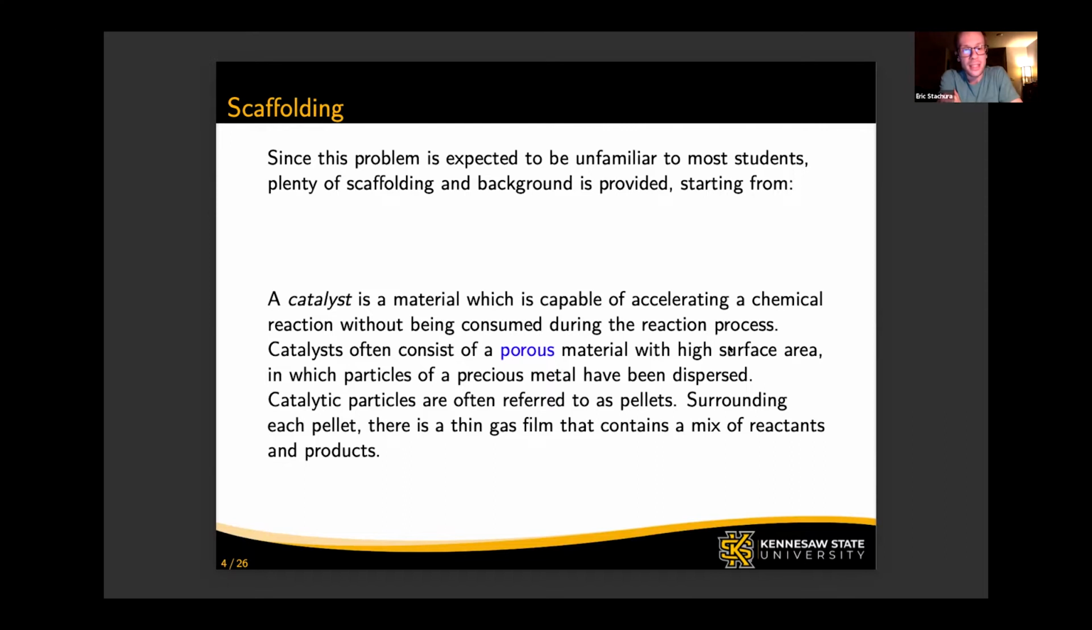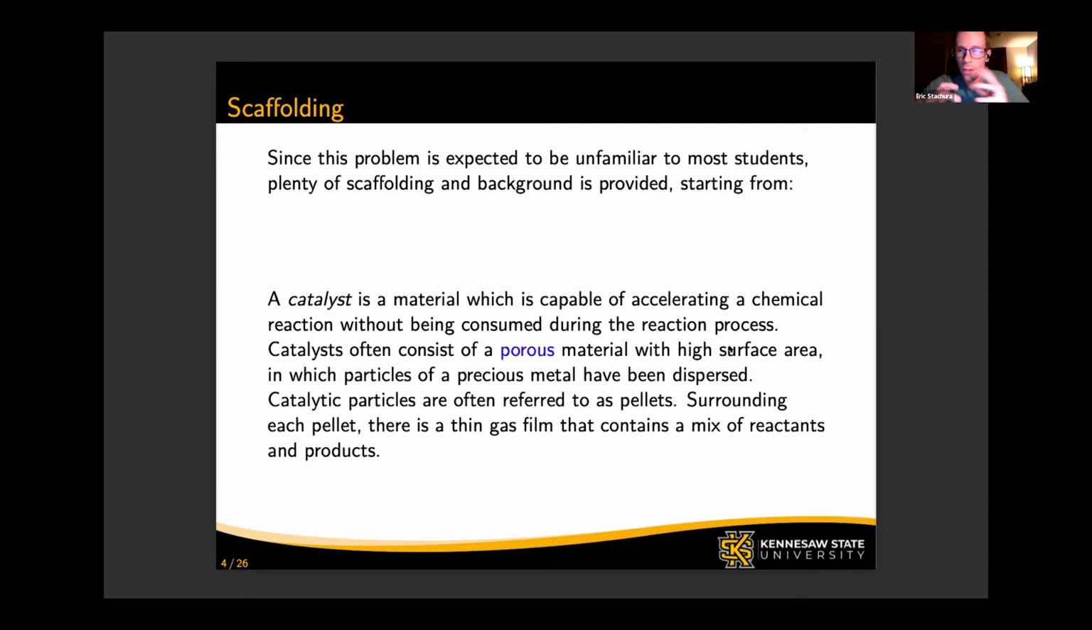Typically, these materials consist of a porous material. And then I get to talking about precious metals and how expensive these things are, and they get interested by the tremendous price that companies can spend on these precious metals for catalysis. Then I go through the details and show them that catalytic particles, we can call them pellets, have surrounding them a thin gas film that contains a mix of reactants and products.